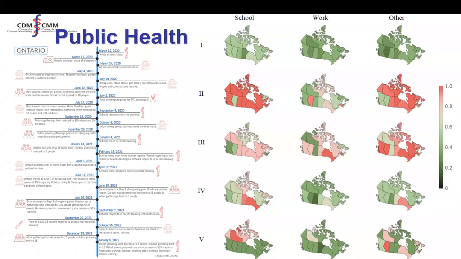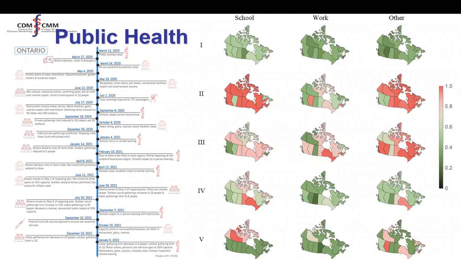I told you that we have to incorporate all the public health mitigation strategies. We have a GitHub where we have collected all of the different public health mitigation stages and steps and changes for each province and territory in Canada. And we have developed these timelines, as well as looked at how severe the public health mitigation has been over time and looking at different averages.